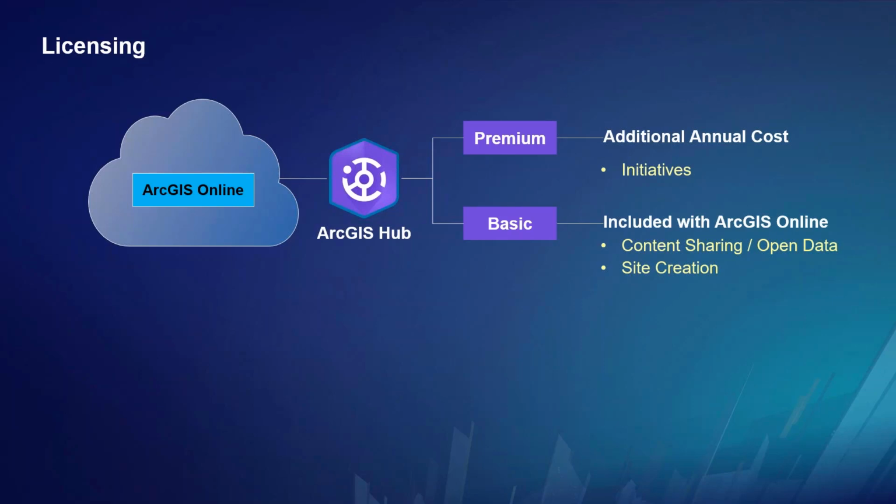So if you have ArcGIS Online, then you already have what we call ArcGIS Hub Basic. It's included with ArcGIS Online and allows you to create the sites we're talking about. In the documentation and additional information that you may see online, there are additional capabilities with a premium version of ArcGIS Hub, and that's an additional annual cost, and it allows you to create some initiatives.